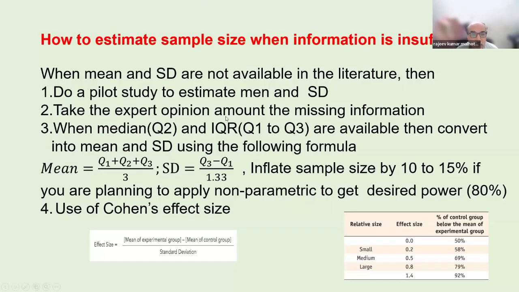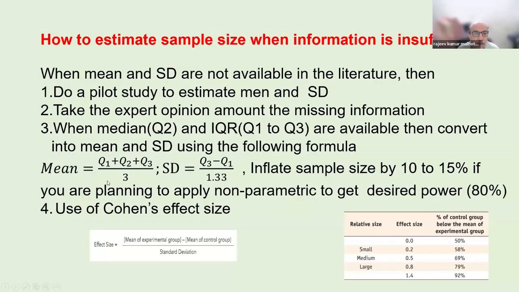Then you can go for expert opinion about the missing information. If you don't have a mean, you can go for expert opinion to find out what the average value is, or you can also ask what the tentative standard deviation might be. But sometimes you don't have a mean or standard deviation, but you get the median and interquartile range. So what is the option for that? One option is that you assume the data is normally distributed, and you can calculate the mean and standard deviation using the median and interquartile range.